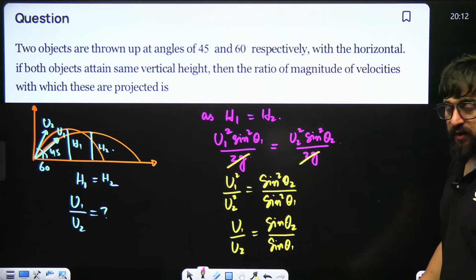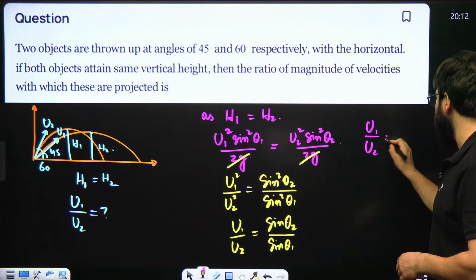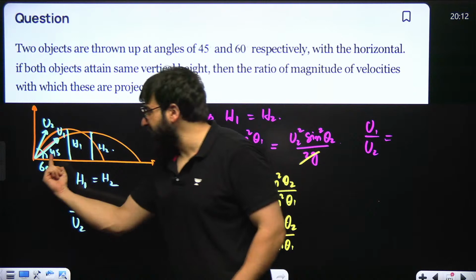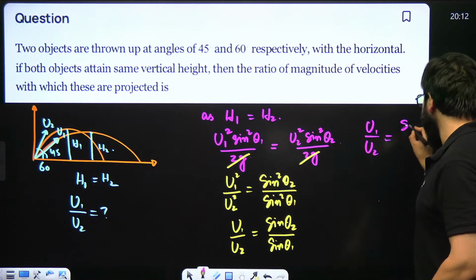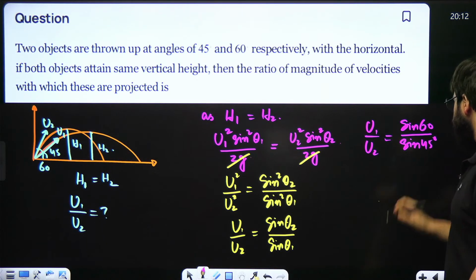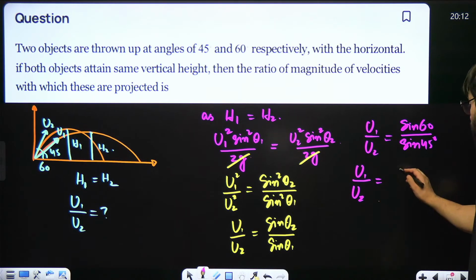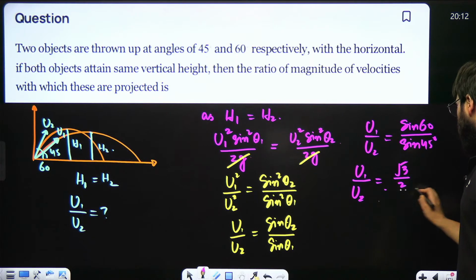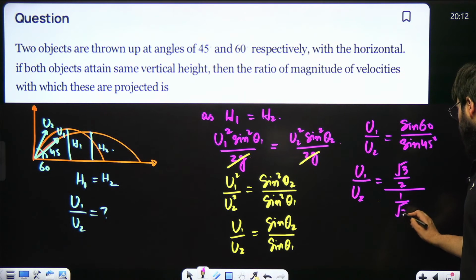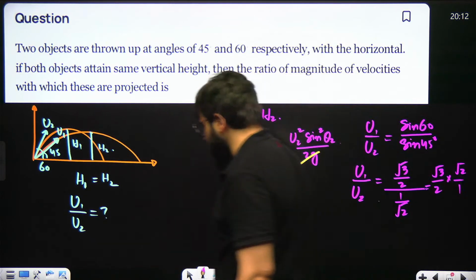Now guys, tell me one thing, u1 divided by u2 will come out to be sine of theta 2 divided by sine of theta 1. What is the value of theta 2? That is 60 degrees. So I'll write sine of 60 degrees divided by sine of 45 degrees. What is the value of sine 60? That is root 3 by 2. What is the value of sine 45? 1 by root 2. Now, if you take this in the numerator, it will be root 3 by 2 into root 2 by 1.